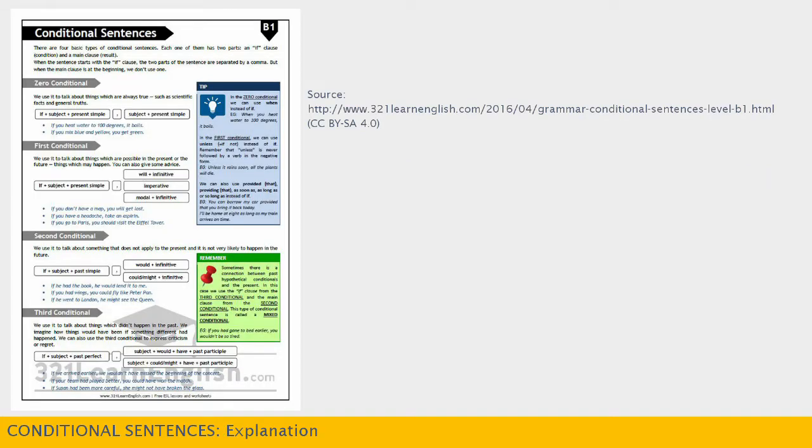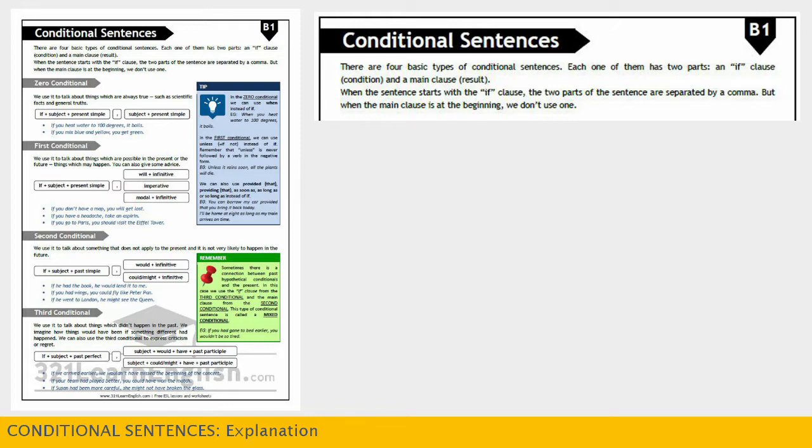There are four basic types of conditionals. Each of them has two parts: an if clause, the condition, and a main clause, the result of that condition. When the sentence begins with the if clause, both clauses are separated by a comma. If it begins with the main clause, no comma is needed.